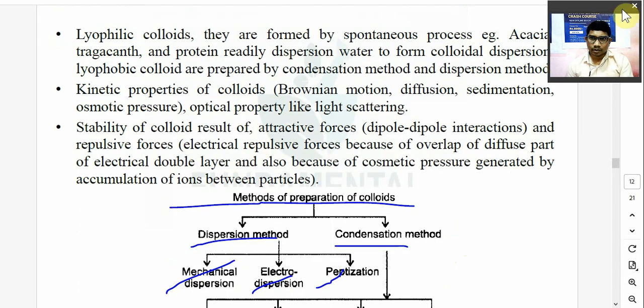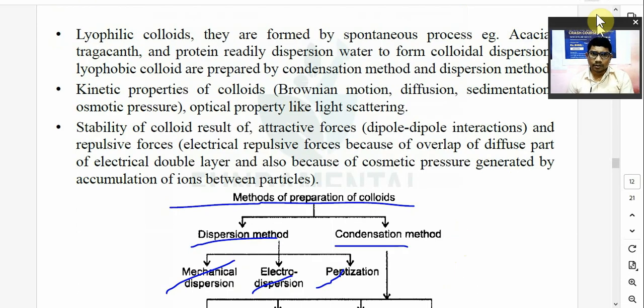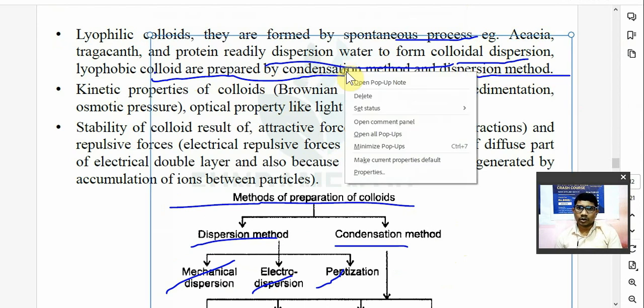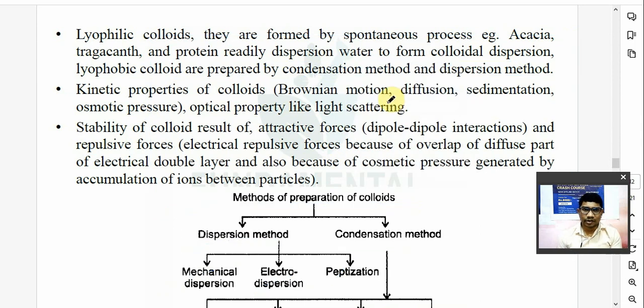Now, lyophilic colloids are formed by a spontaneous process. For example, acacia, tragacanth, and proteins are readily dispersed into water. तो इनका डिस्पर्शन बनाना बहुत इजी है, वाटर में ही इजीली डिस्पर्स होता है. लायोफोबिक कोलोइड जो है ना, वे कंडेंसेशन मेथड और इलेक्ट्रो डिस्पर्शन मेथड से प्रिपेयर होते हैं. The difference between lyophilic and lyophobic colloids, and their properties, we have seen.